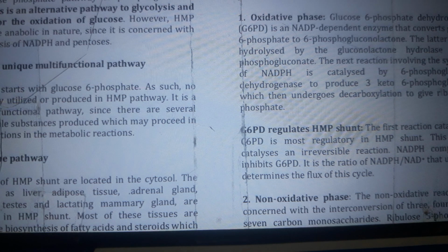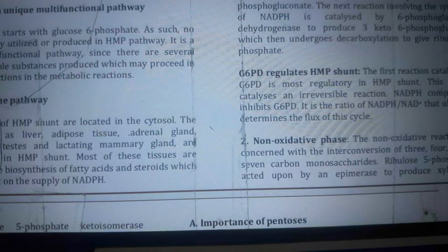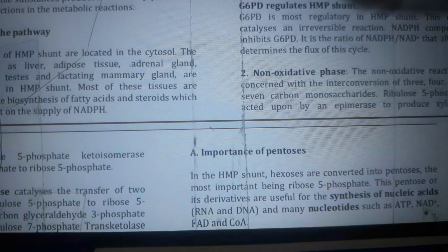Oxidative phase. Glucose 6-phosphate dehydrogenase, G6PD, is an NADP-dependent enzyme that converts glucose 6-phosphate to 6-phosphogluconolactone. The latter is then hydrolyzed by gluconolactone hydrolase to 6-phosphogluconate. The next reaction involved in the synthesis of NADPH is catalyzed by 6-phosphogluconate dehydrogenase to produce 3-keto-6-phosphogluconate, which then undergoes decarboxylation to give ribulose 5-phosphate.